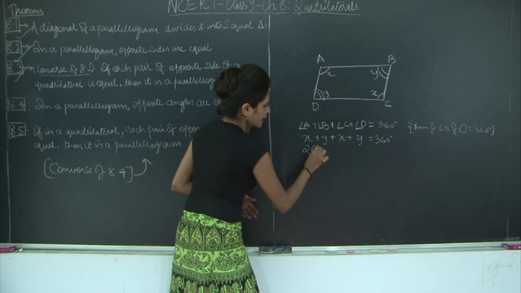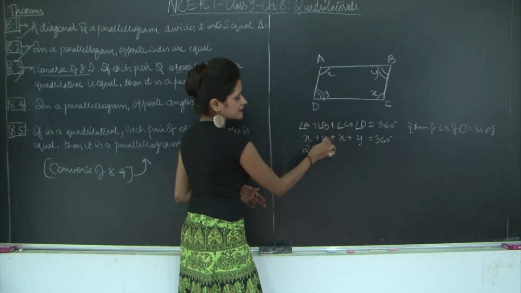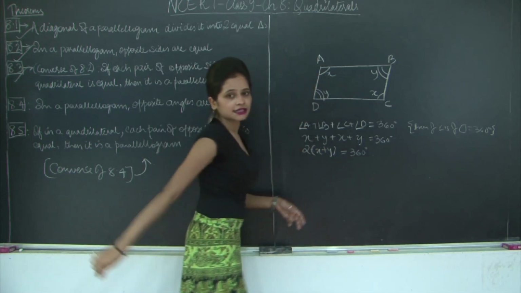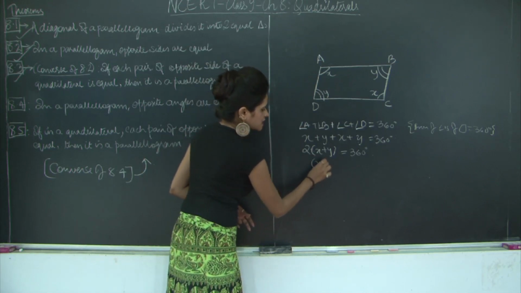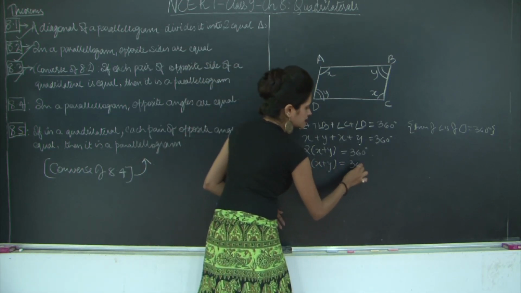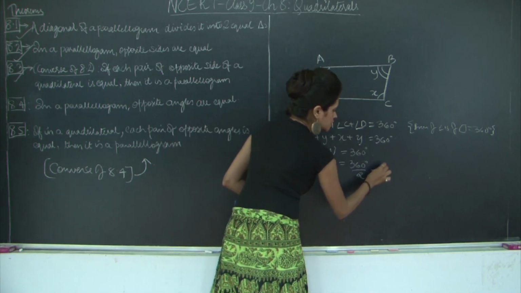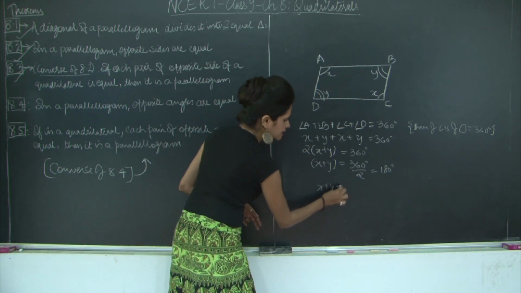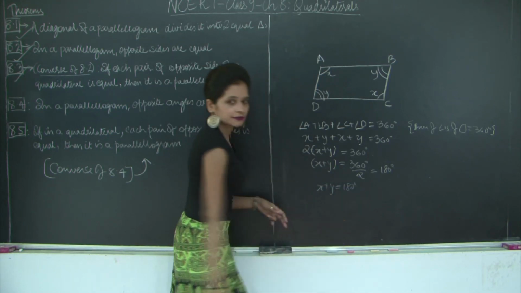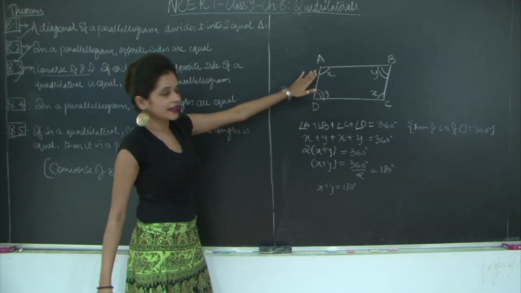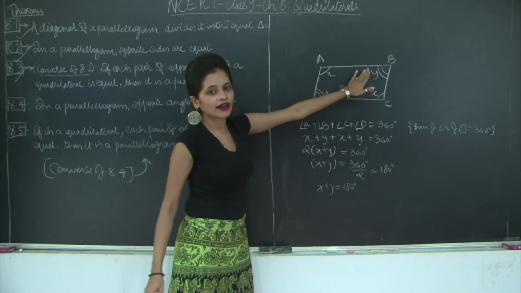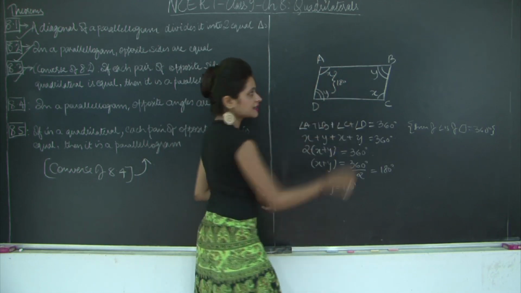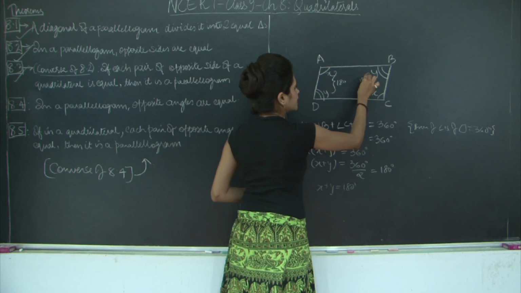So what do I have? 2 into X plus Y, because I have 2 X's and 2 Y's. So 2 into X plus Y is equal to 360 degrees. Therefore, X plus Y is equal to 360 degrees divided by 2, which is equal to 180 degrees, which means now X plus Y is equal to 180 degrees. So let us see XY. We have an XY over here and we have XY over here. That means these two angles are giving me 180 degrees and these two angles are giving me 180 degrees.